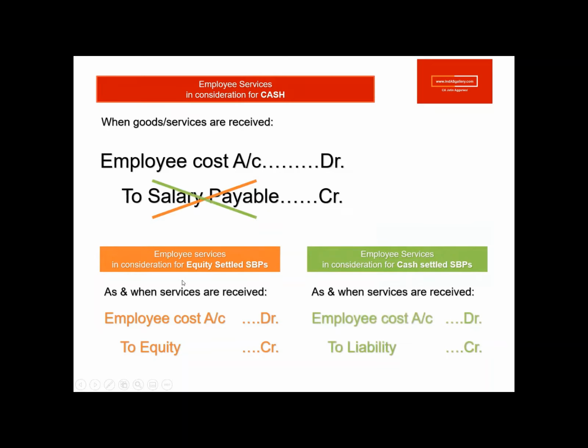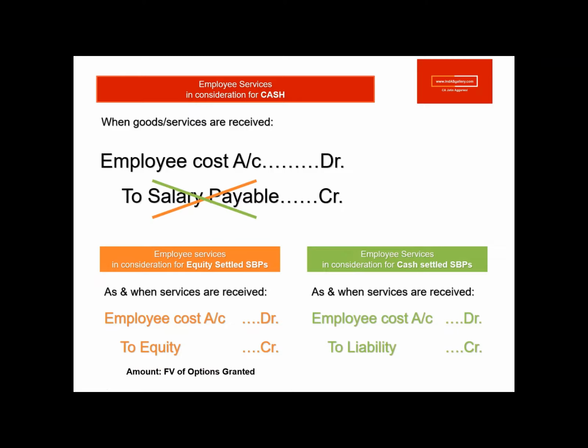But when it comes to an equity settled share-based payment arrangement, as and when we receive services, we pass our accounting entry, which is employee cost account debit to equity reserve. In case of a cash settled share-based payment arrangement, we pass our accounting entry, which is employee cost account debited to share-based payment liability account credited. We noted in this that my debit side remains the same, but only the credit side changes as my transaction changes. If it's a normal cash transaction, it is normally salary payable. If it's an equity settled share-based payment arrangement, it was equity reserve. If it's a cash settled share-based payment arrangement, it is cash liability.